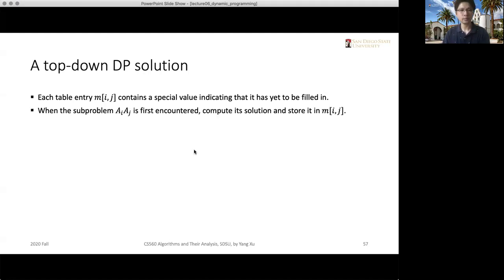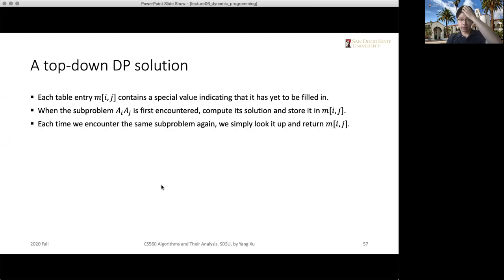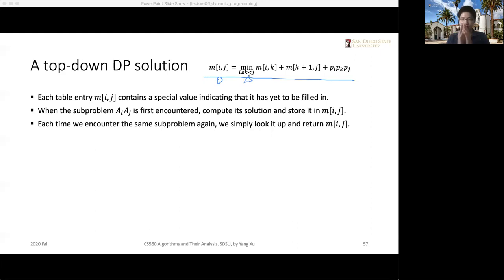Okay, so whenever a subproblem from Ai to Aj is encountered, we need to compute its solution and store it in mij. Okay, and each time we encounter the same subproblem again, we just look it up and return that value in the array. And we follow the same principle in solving one subproblem here, and we need to look at a bunch of different candidates by iterating k from i to j. That's the same principle we use.